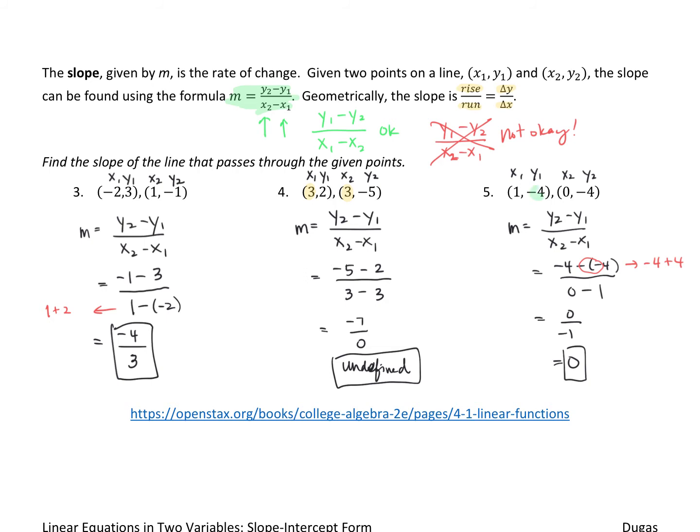On number 5, your difference in y's are 0. There's no difference, right? One y value is the same as the other. And the difference in y, or the change in y, goes on the top in this case. That means the top will always be 0. So you'll always have a 0 slope if the y values match.